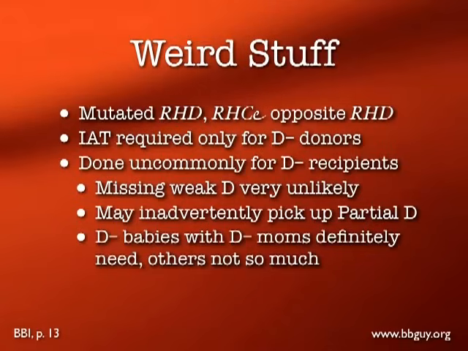It's done very uncommonly for D negative recipients, on the other hand, primarily because it's very uncommon nowadays, because of the strength of our antibodies that we have. In addition, if you do the weak D test on someone who appears D negative, you may actually inadvertently harm a recipient, because you might pick up a partial D. In other words, someone who's partial D, who shouldn't be called D positive as a recipient, more on that in a second, may be called D positive.